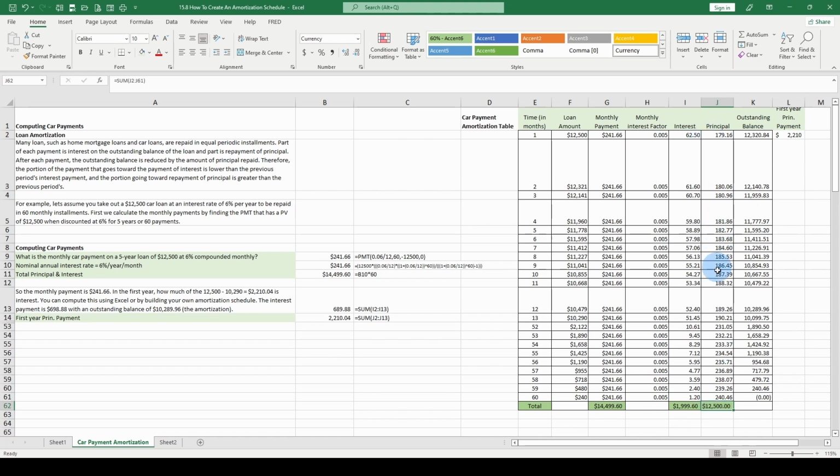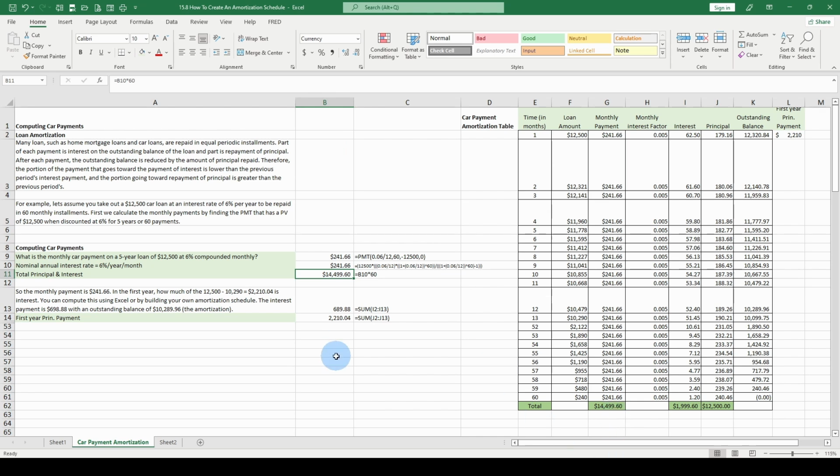If you sum the entire principal amount, and you sum the entire interest amount and you add the two together, this 14,999 is simply a sum. If you look at the sum here, the 12.5, all we did was add the numbers up. The 14,999 is just B10 times 60.